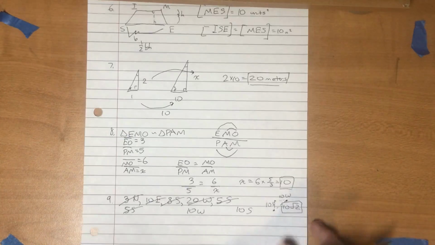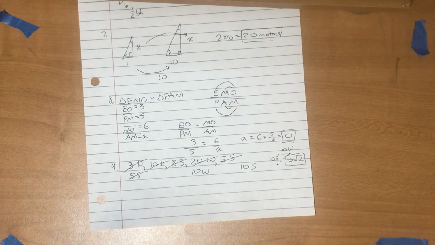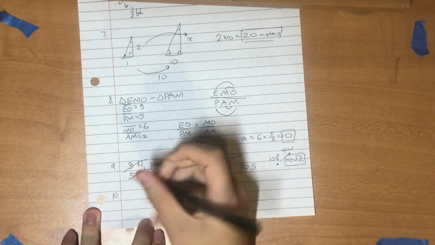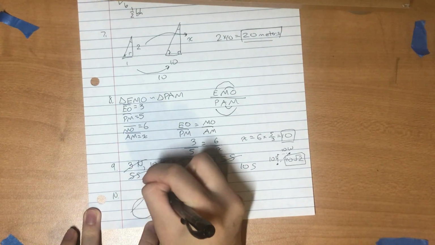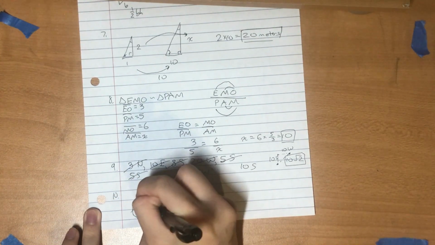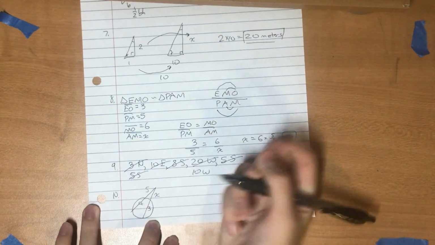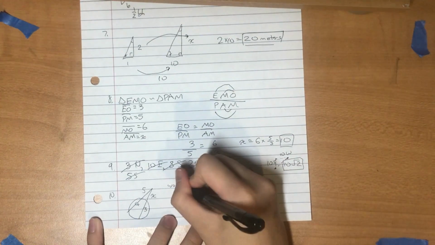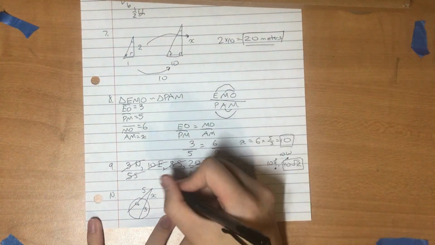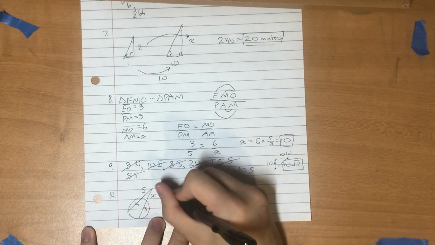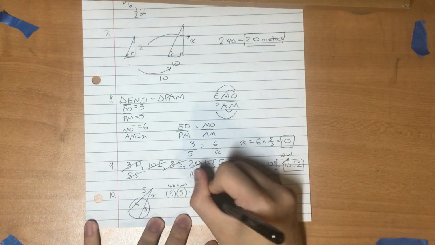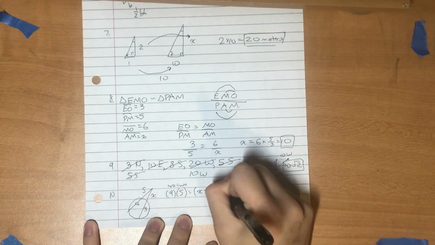Number 10, these are circle questions. This is X, this is 3, this is 4, this is 5. So a good thing to memorize is whoa: the whole thing times the outside equals the whole thing times the outside. The whole thing is 9, the outside is 5, the whole thing is X plus 3, the outside is X.